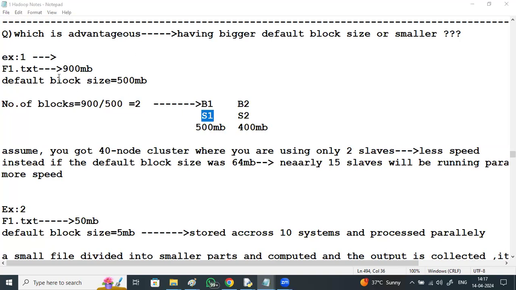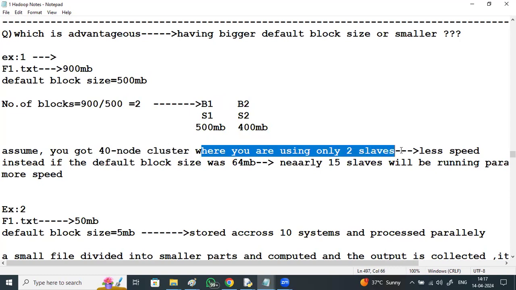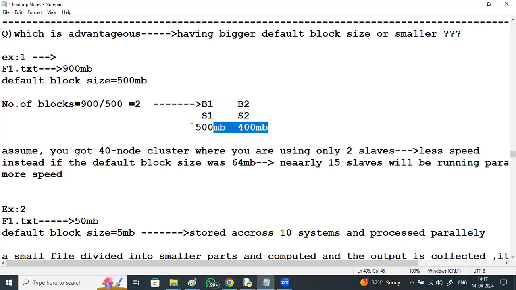So this file is divided into two blocks. The first block will have 500 MB, the second block will have 400 MB. So two blocks are stored in two systems. Assume you have a 40 node cluster, with 40 systems, where you are using only two slaves. I'll give you a labor example. For construction work, you have 40 labors, but you are using only two. Only two labors are working. The remaining 38 are not working.